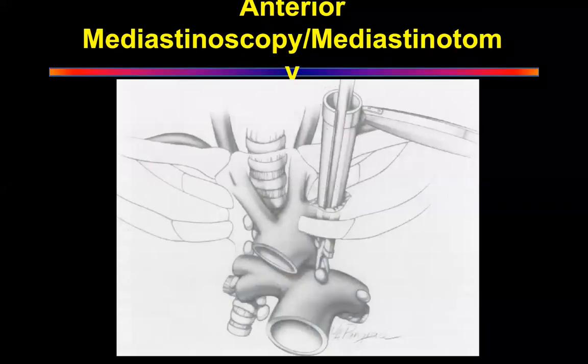Okay. Now this is a mediastinotomy. Can you see this? Second intercostal space laterally, and you put in a mediastinoscope, and you usually do it for going to 5 and 6. Okay, anterior mediastinoscopy or mediastinotomy. Okay.